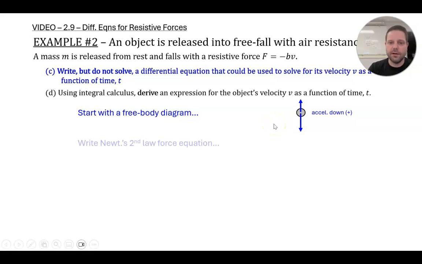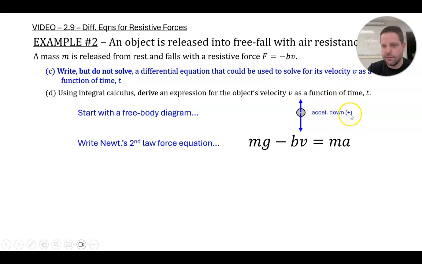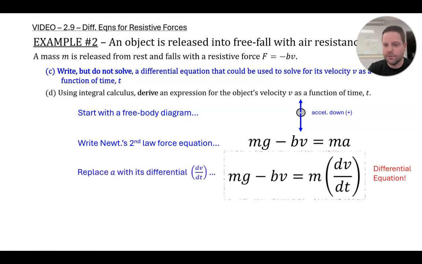So in this case, when we write out our Newton's second law force equation for the vertical axis, we get mg down, because our acceleration is down. We make that direction positive always. Minus bv, that's up, and that equals ma. But of course, because the net force changes as velocity changes, your acceleration is going to change in response to that. So we're going to replace the a, again, with its differential, dv/dt, and now we have our differential equation.